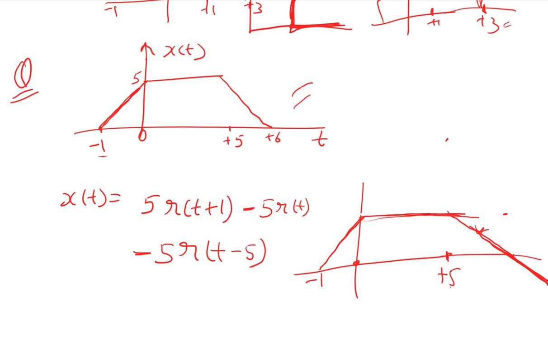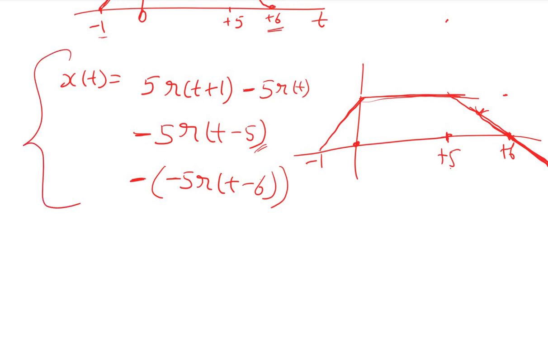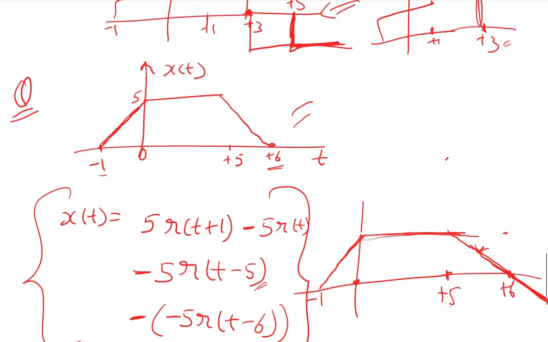Further, if you look at the desired signal, it should be limited at 0.6. It should be stopped at 0.6, which is here. But according to this mathematical equation so far, it extends till minus infinity. So further we'll subtract a signal with negative slope, which is shifted to t equal to 6. So this is the mathematical expression of the signal.